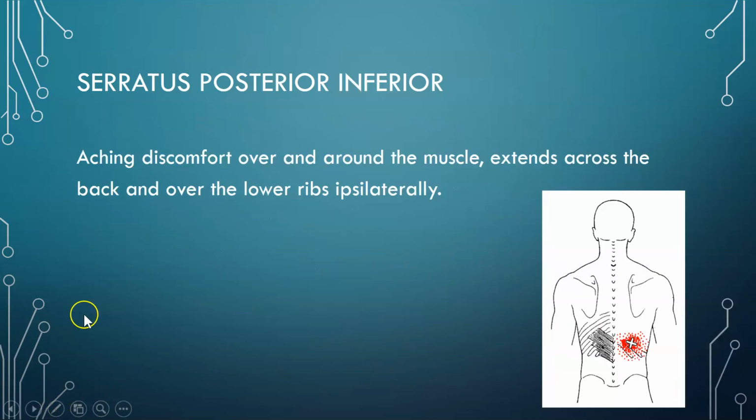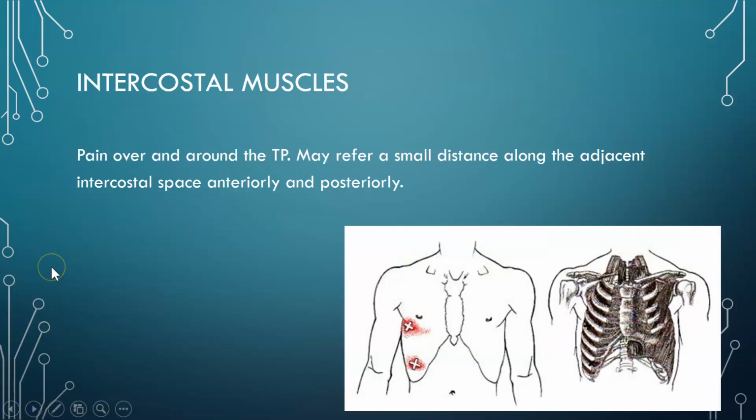Our next muscle is serratus posterior inferior. Remembering it's down here, arising from the midpoint up into the lower ribs. We tend to find an aching discomfort over and around the muscle, extending across the back and over the ribs ipsilaterally, on the same side. Intercostal muscles are basically pain over and around the trigger point itself. They don't generally tend to have a large referral pattern. They can refer a small distance along the adjacent intercostal space anteriorly and posteriorly.